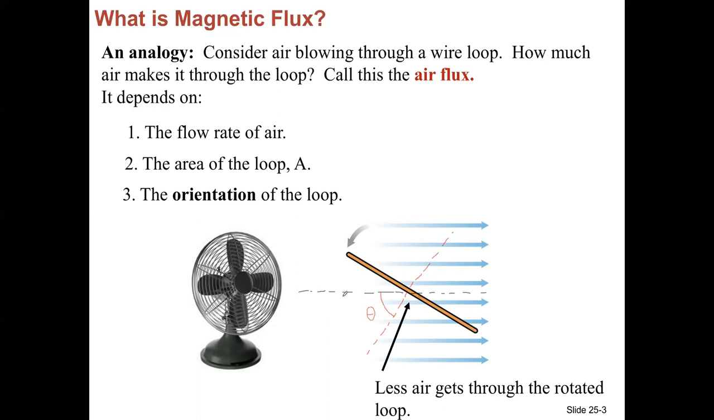So now let's take our fan and turn it into a magnet. We'll turn our hula hoop into a big wire loop. And so instead of the fan blowing air, we have a magnet creating a magnetic field. Not showing the magnet here, just showing the magnetic field now in blue.